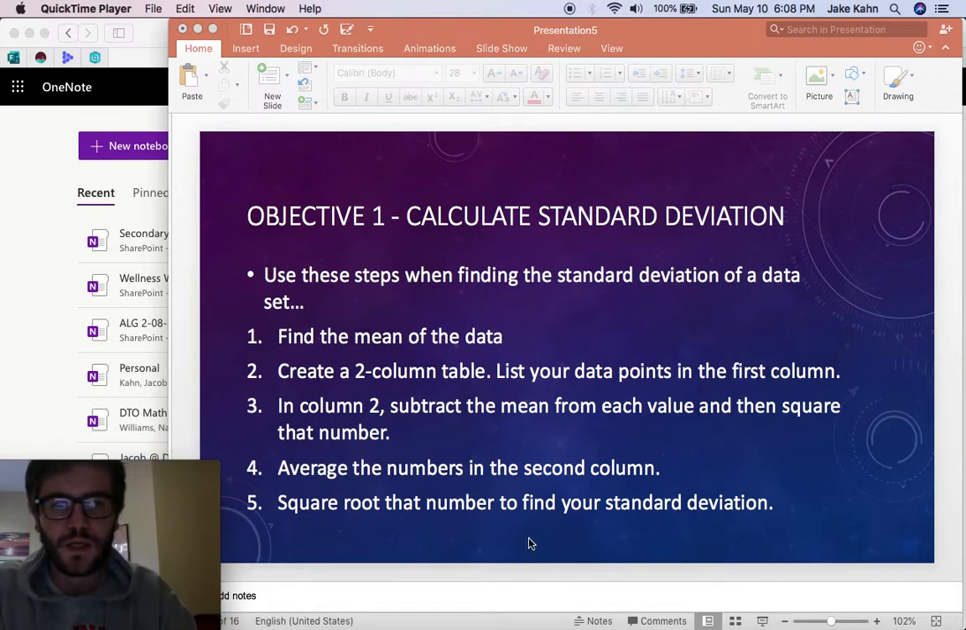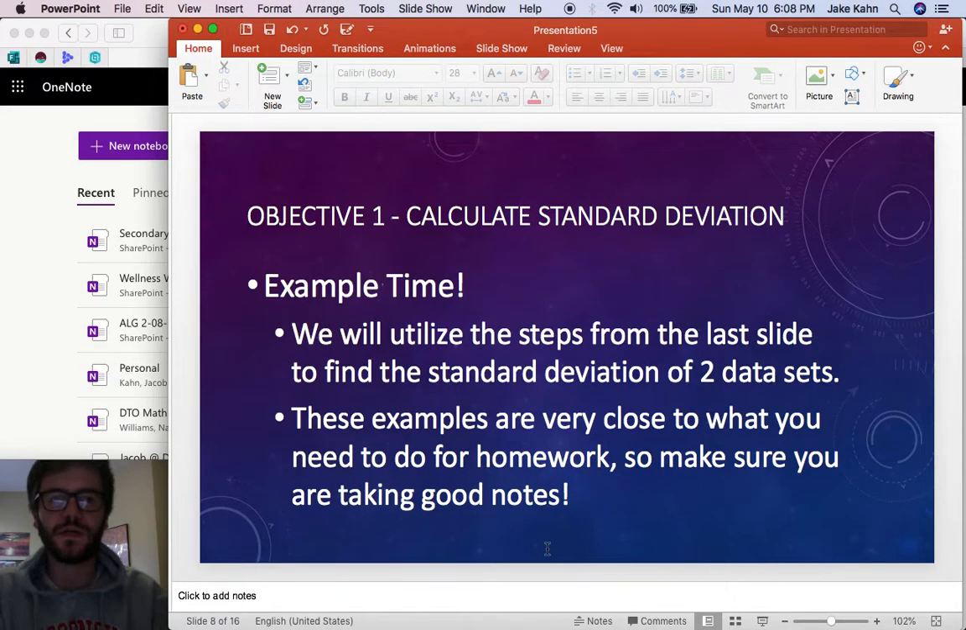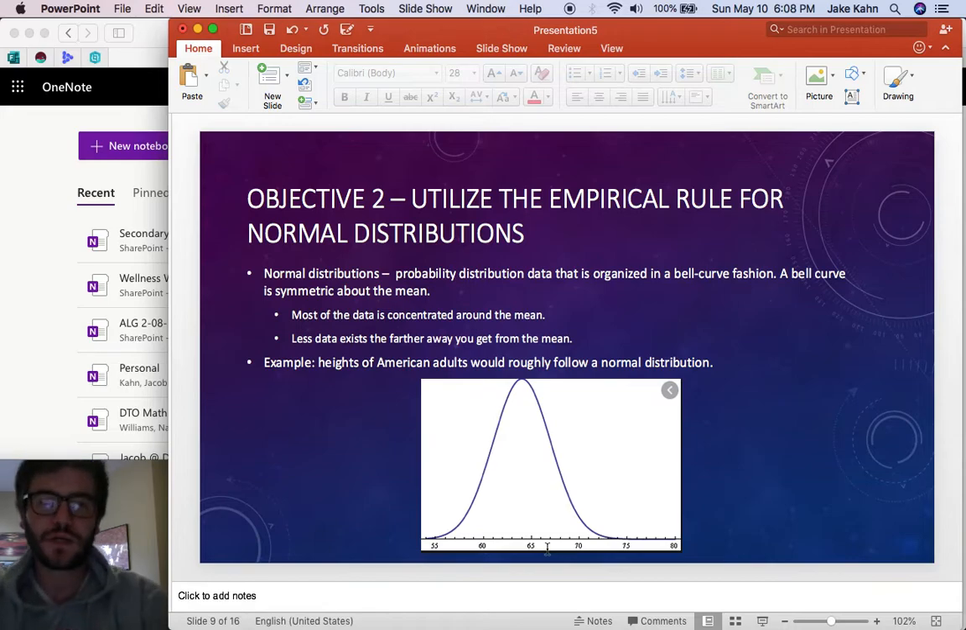All right, so moving forward, objective 2. We are going to utilize the empirical rule for normal distributions. You have not heard of normal distributions, and you have not heard of the empirical rule, so I've got to do some explaining at the beginning here as well.